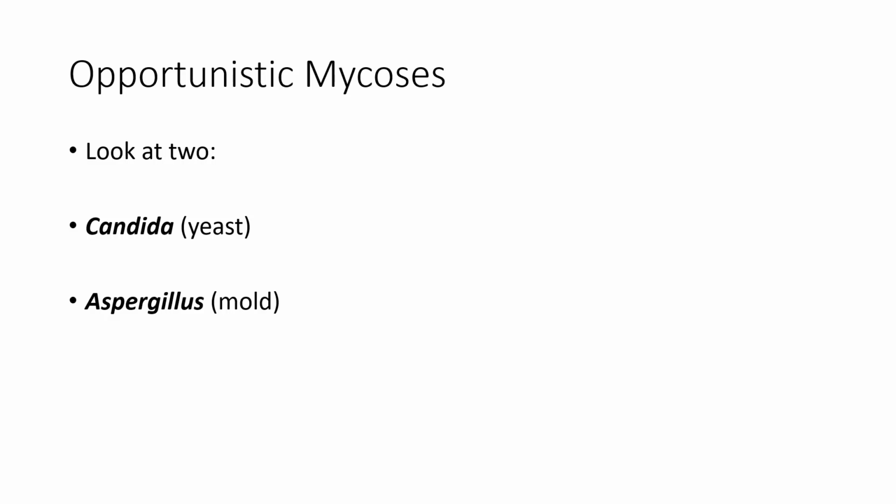And so now that we're done with the true pathogens, and now that we're done with the cutaneous mycoses, we're gonna go ahead and look at two different opportunistic fungi, right? And so one is Candida, right? And this is in its yeast form. And then we have Aspergillus, which is the mold, right?